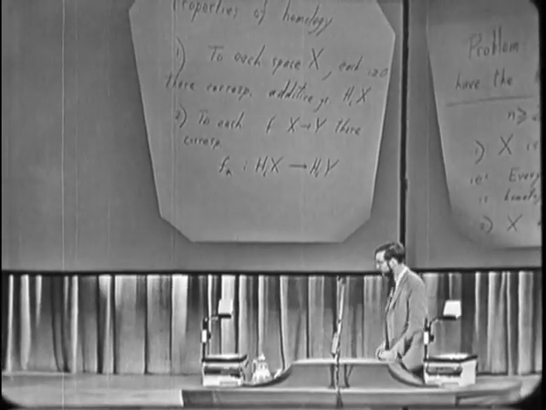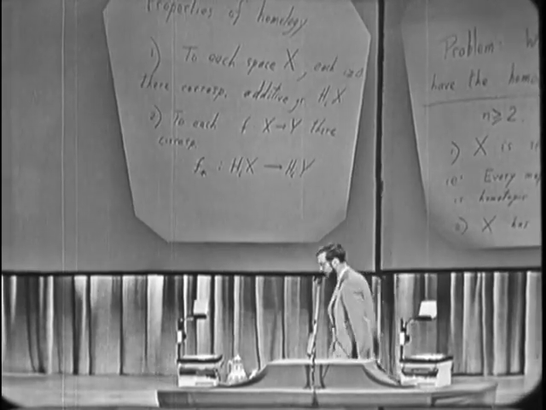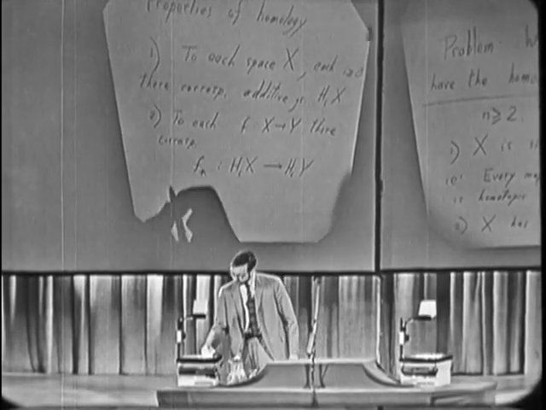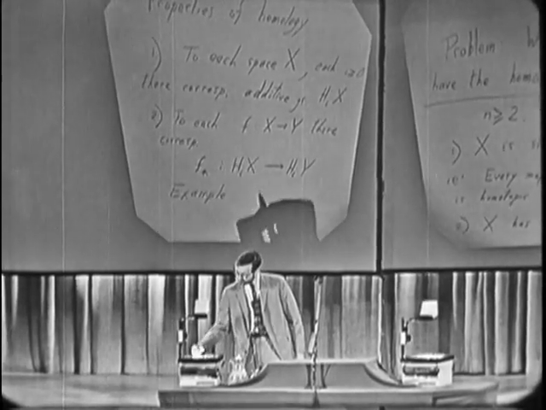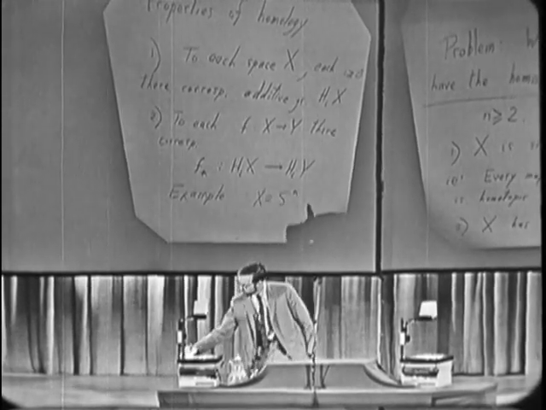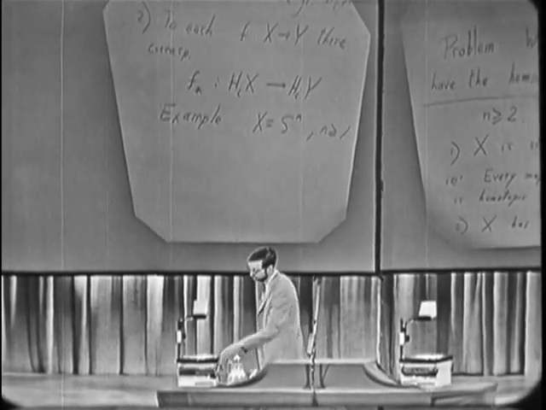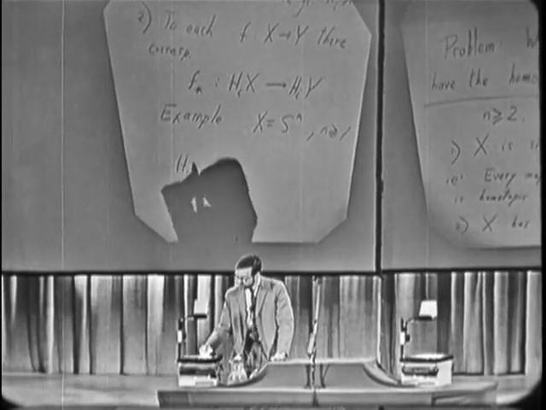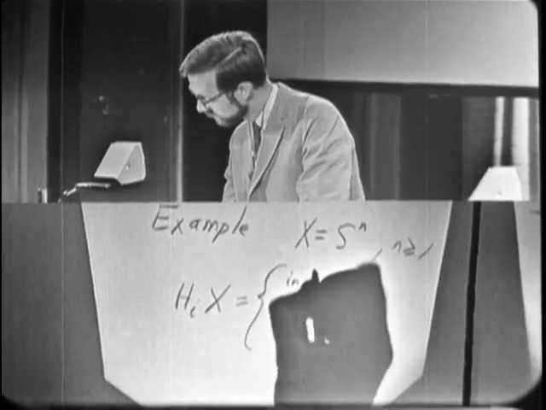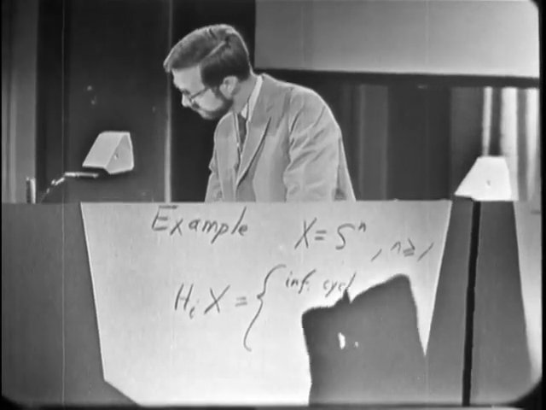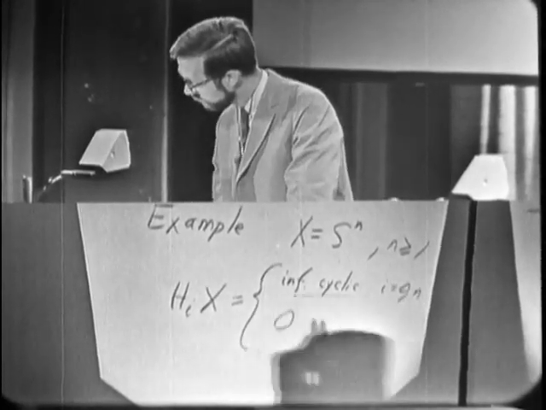And there are many other properties which I can't go into, but I can simply describe what the homology of a sphere S^n is. So if I take X equal to S^n, and here I'd better assume that n is at least 1, then we have the following description. H_i of X, homology group, is infinite cyclic for i equals 0 and n, and it's 0 otherwise.